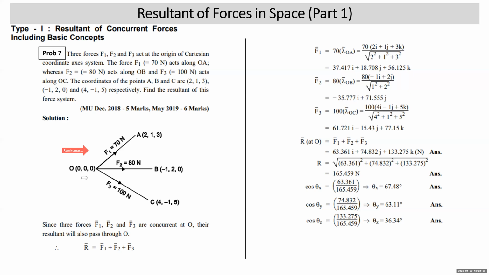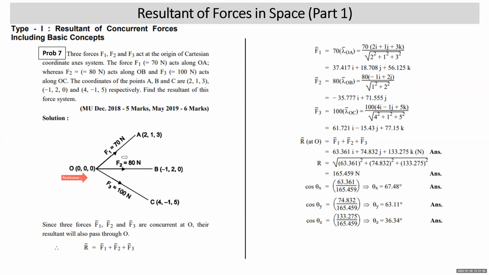You can simply show the point O having coordinates 0, 0, 0, the origin. Force F1 is acting from O towards A, right? Coordinates of point A should be marked. F1 is 70 Newton. F2 is 80 Newton. It is acting towards B, having coordinates -1, 2, 0. Then F3 is acting towards C, having coordinates 4, -1, 5. Now, you have to find the resultant of this concurrent force system.